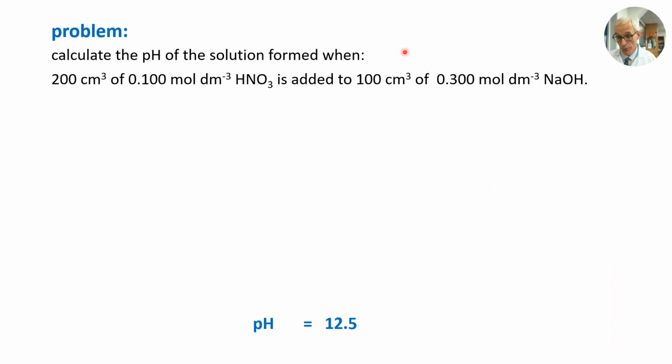Okay, so here is your problem. Calculate the pH of the solution formed when 200 centimeters cubed of 0.1 nitric acid, which is monobasic, is added to 100 centimeters cubed of 0.3 sodium hydroxide. Show that the pH of the resulting solution is 12.5. Pause, take your time, work your way through to achieve a pH of 12.5. Come back to check on my methods when you are ready.